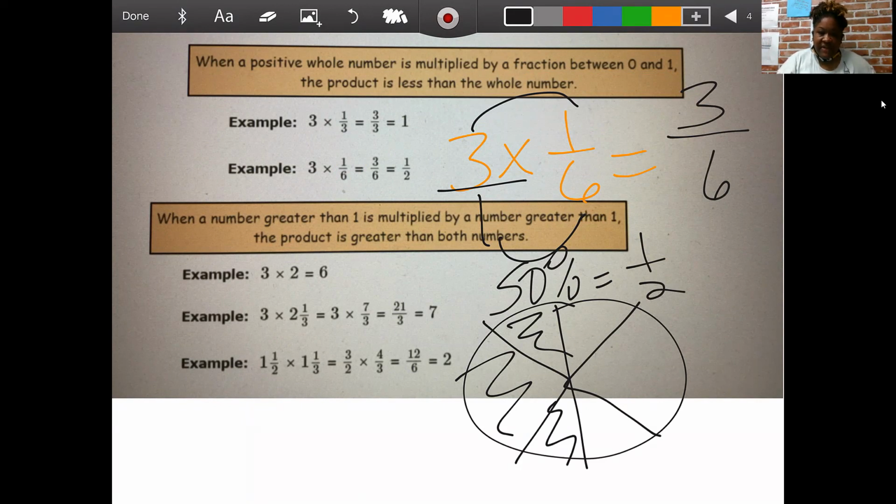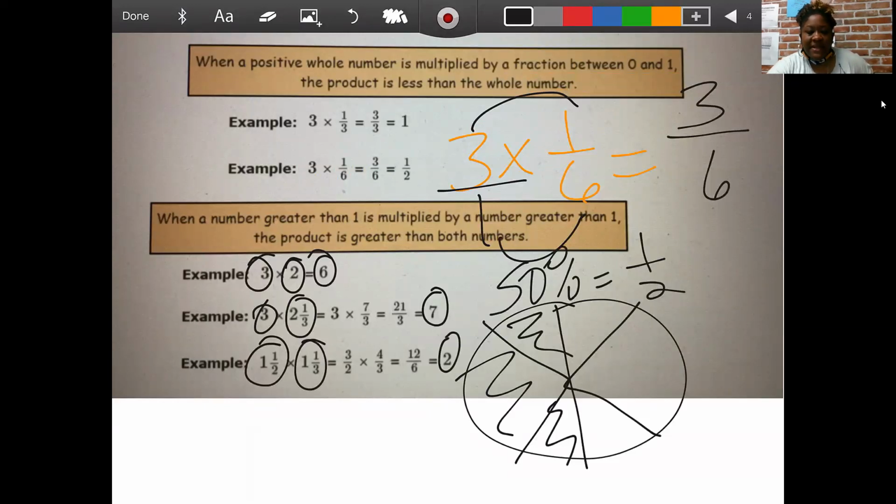Now the last rule, if you need to take a picture of this before I go over the last rule, go ahead and do so, because I'm going to erase it. When a number greater than 1, so greater than $1, is multiplied by a number greater than $1, the product is greater than both numbers, okay? So for example, $3 times $2 is going to be $6. $3 times $2.33 is going to be $7. $1.50 times $1.33 is going to be $2. So whenever you're multiplying a number by a number greater than $1, then your answer is going to be greater.